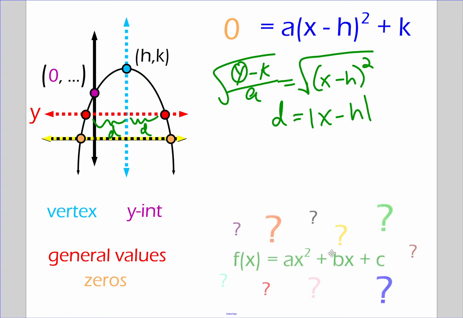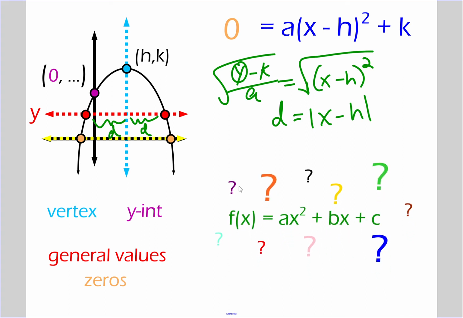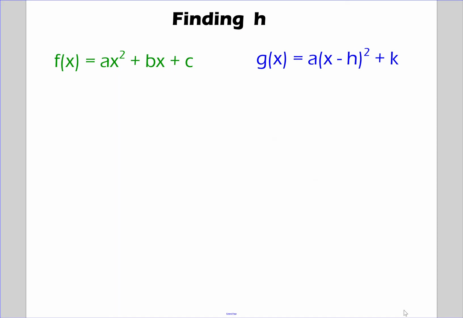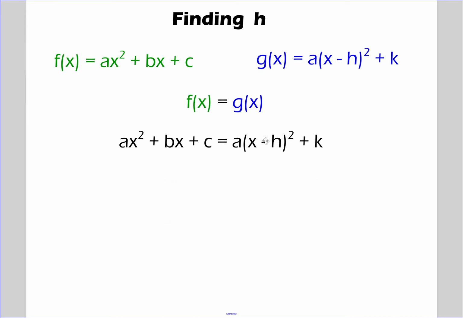But the big question is, how do we get from standard form to vertex form? Now, there are lots of ways, and I want to show one that's really straightforward. Let's say we know that the 2 forms exist, and we just want to find the vertex. So we have our standard form on the left with f, and our vertex form on the right with g. We're assuming from the beginning that f is equal to g, that they are in fact the same. Now, substituting, we get this right here.